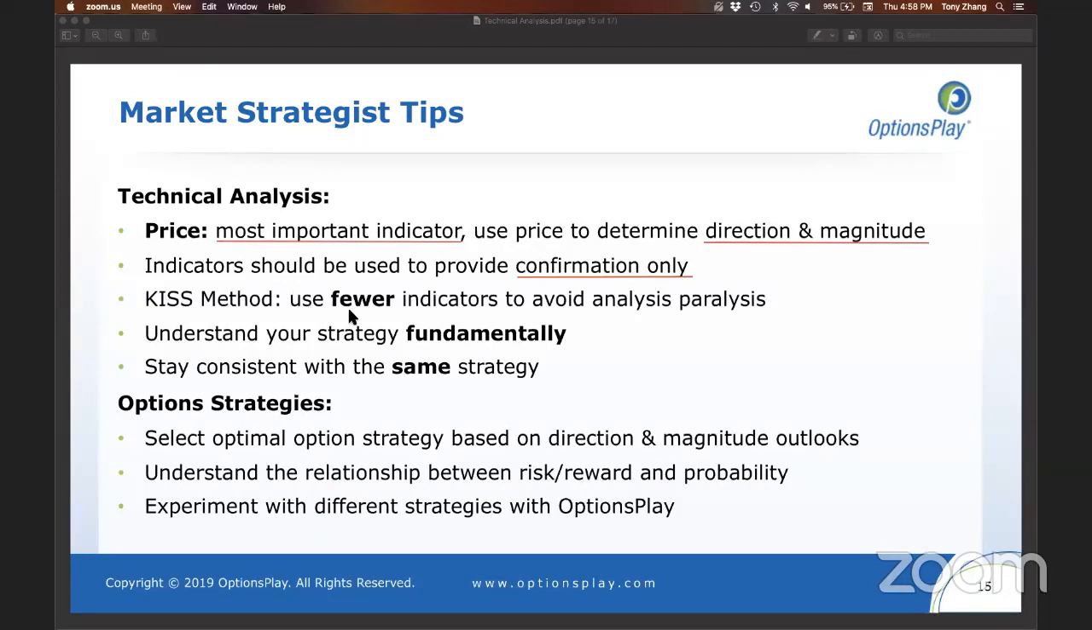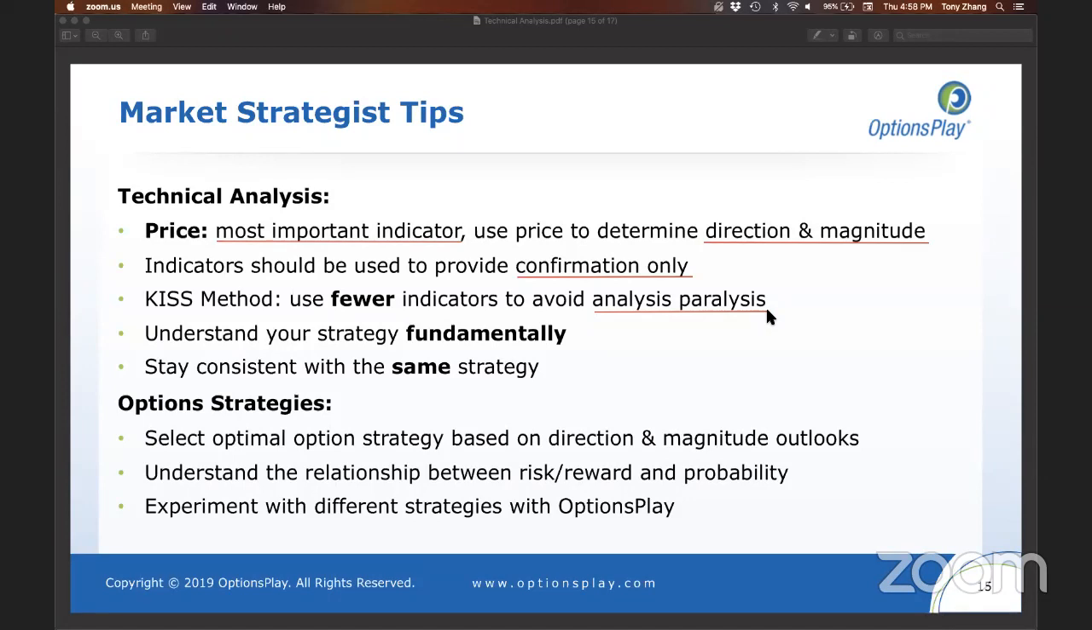And the best thing to do is to use fewer indicators to avoid what we call analysis paralysis. So if any of you have put 4, 5, 6, 7 indicators on your charts, you're probably familiar with this concept where 5 of the indicators tell you one thing and 2 of them tell you another thing, and you're really not sure what to use. And the only way to prevent that is to use fewer indicators. Use one trend indicator, use one momentum indicator, and that's really all you need. And if you have price on top of that, in my opinion, that's really all you need to do technical analysis.